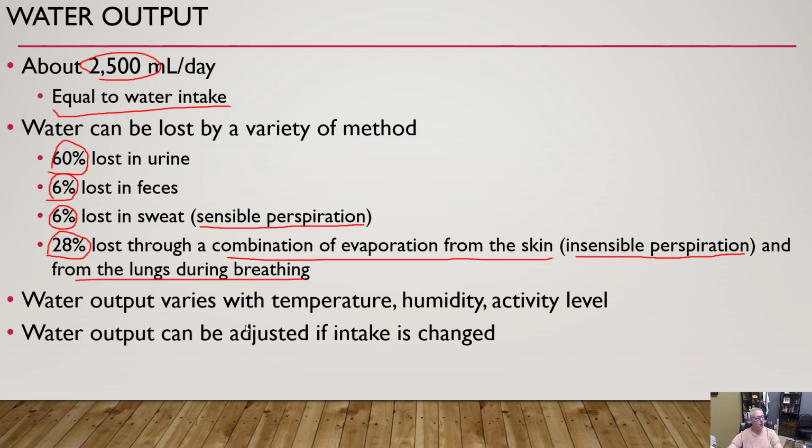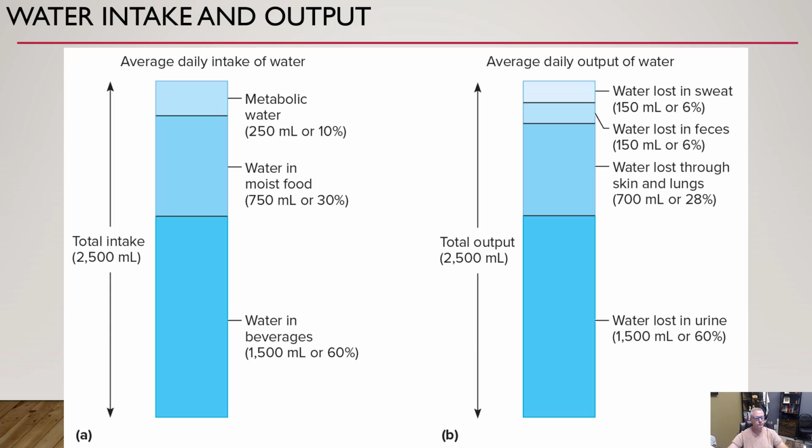And then, of course, we know that if it's hot and humid outside, or if we have a different activity level, that's going to alter how much we sweat out. And we do know that if we adjust our water intake, it's going to adjust our output as well. And this is just a picture representation of what we talked about.